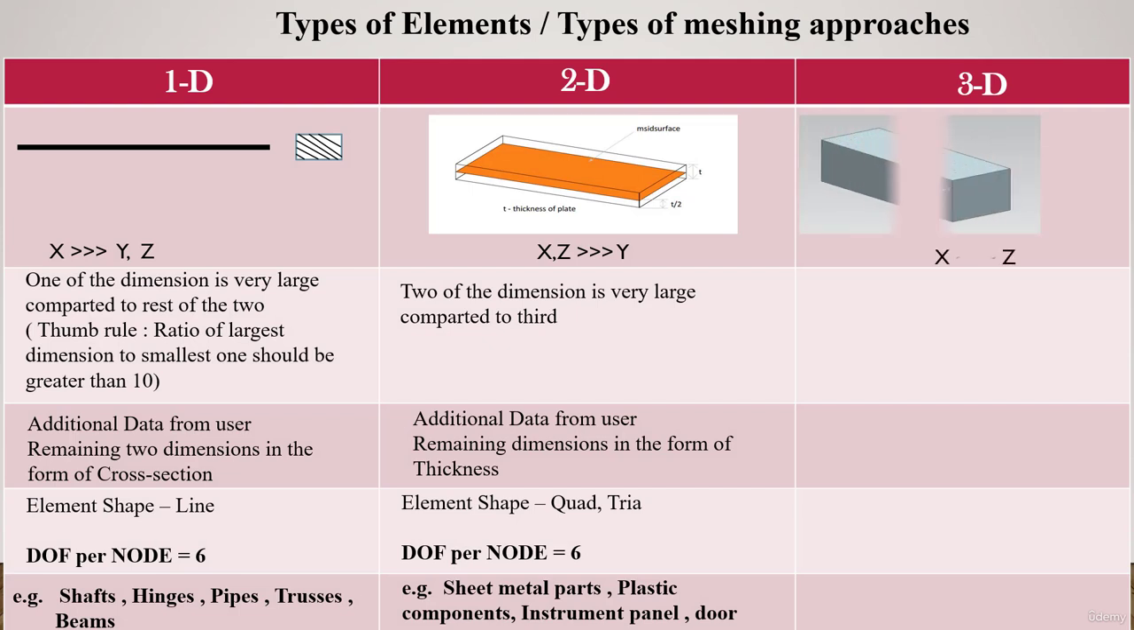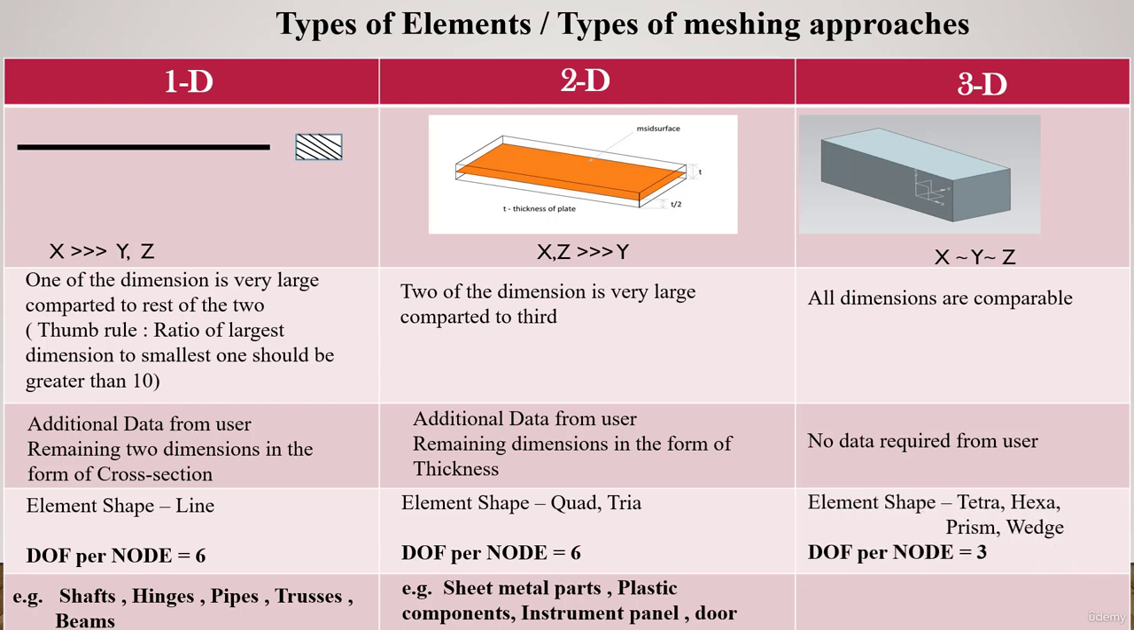In case of 3D meshing, whenever we have all the dimensions comparable, then we will have to go for 3D meshing. Since in the meshing or the discretization itself, we are describing all three dimensions, in case of 3D meshing, we don't require any additional data from the user. In case of 3D, the element shapes include tetra, hexa, prism and wedge. But interestingly, the degrees of freedom per node for the 3D element is only 3.